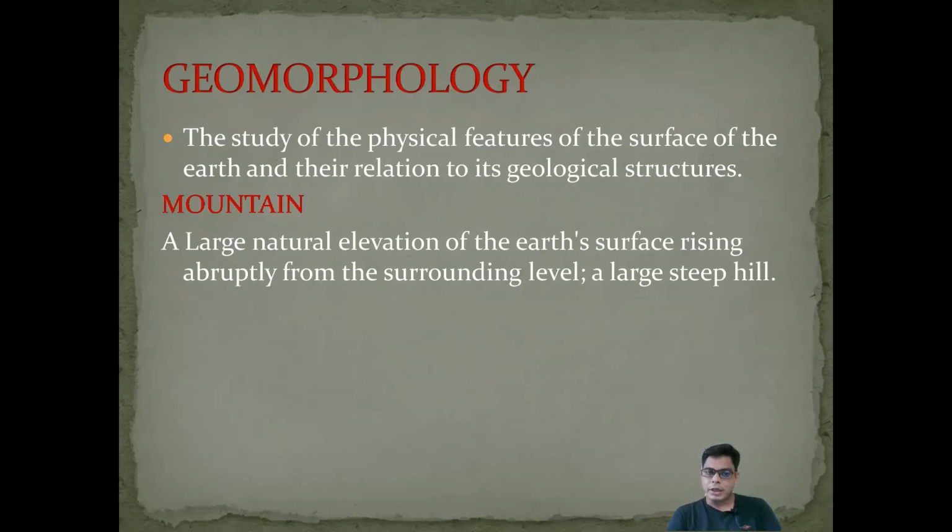Then, the first physical feature that comes to our mind is the mountain. So first we have to know what a mountain is. A large natural elevation of the earth's surface rising abruptly from the surrounding level is called a mountain. You can see the peaks, always elevated from the surrounding area, so that is known as the mountain.